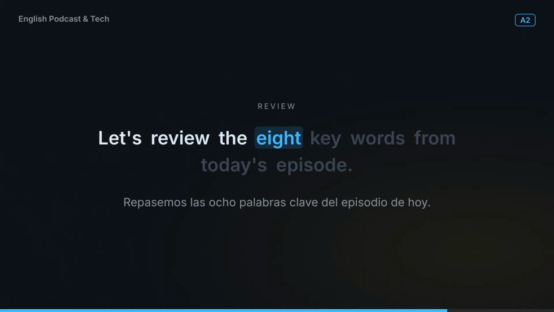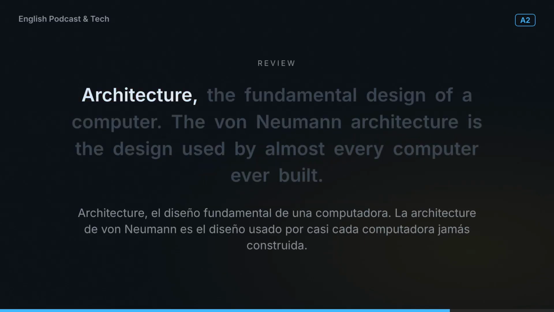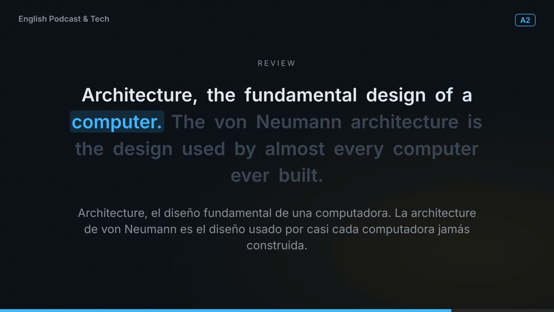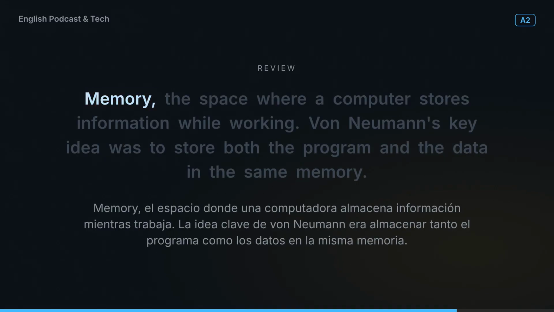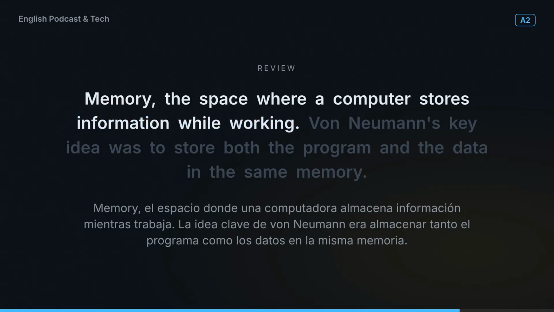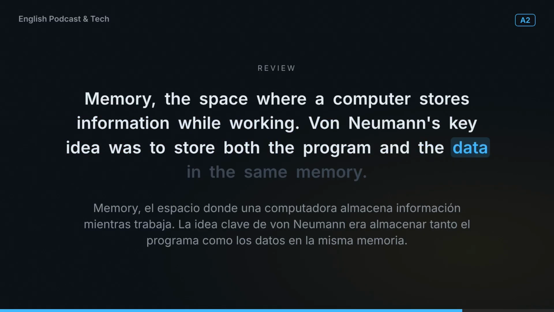Let's review the 8 key words from today's episode. Architecture, the fundamental design of a computer. The von Neumann architecture is the design used by almost every computer ever built. Memory, the space where a computer stores information while working. Von Neumann's key idea was to store both the program and the data in the same memory.